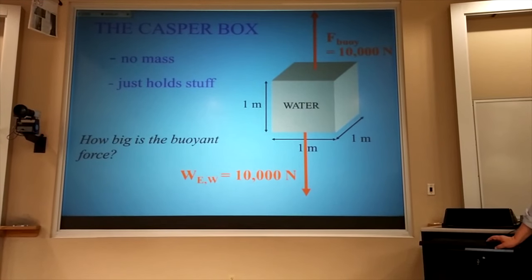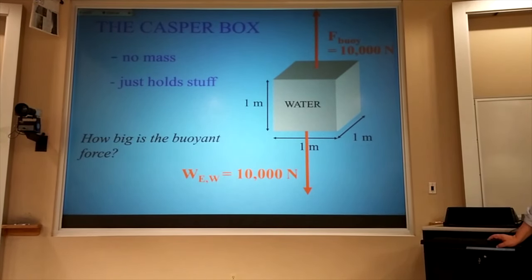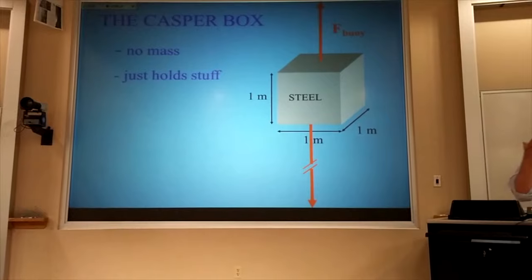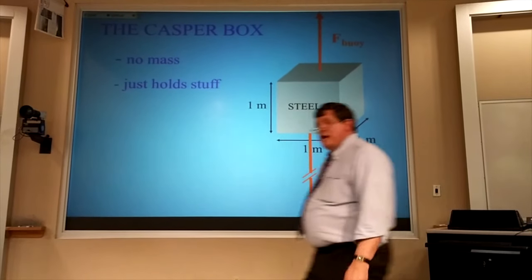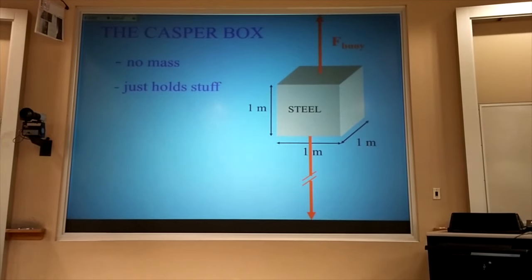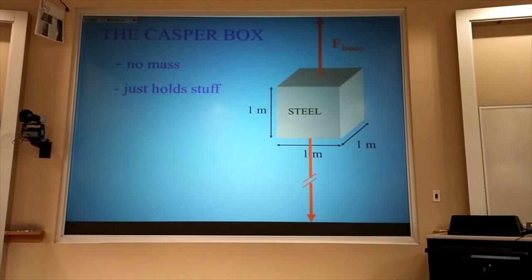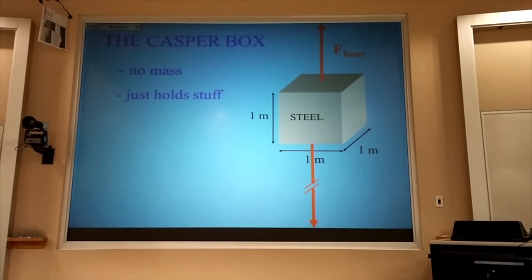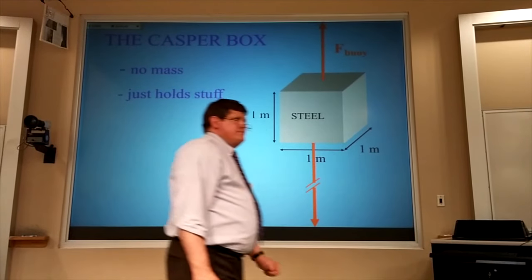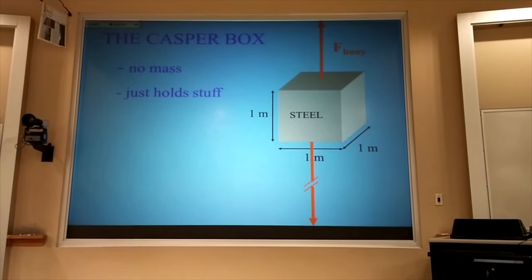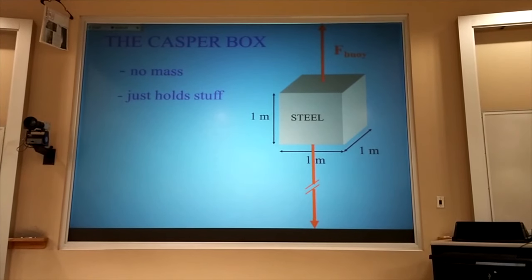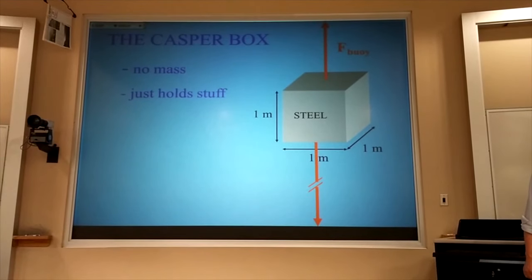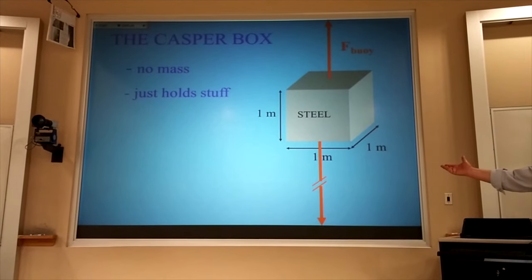And then Archimedes went further and he said, I can put anything I want in that box. What if I put steel in that box? Well, if I put steel in that box, I'm going to have a much bigger weight force than 10,000 newtons. Turn to Nimrod, your neighbor, and explain why that would be more than 10,000, and use the word density. I hope what you said to Nimrod was, steel's more dense than water.